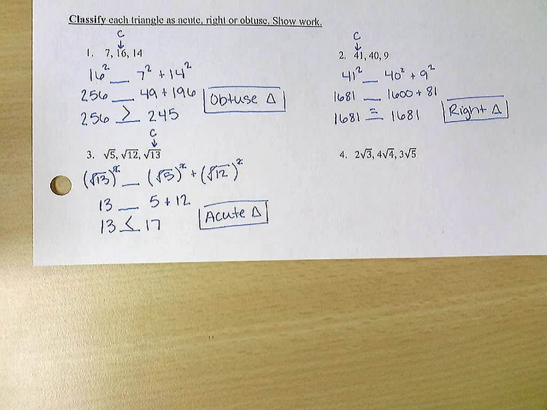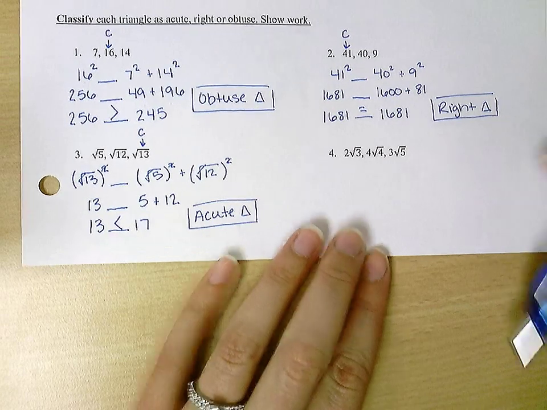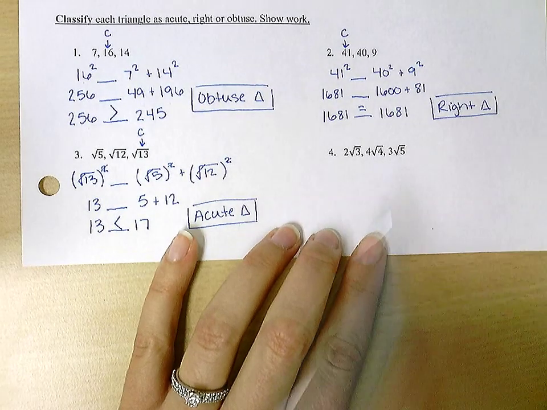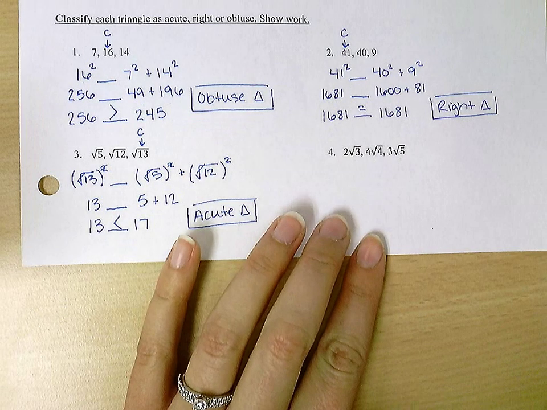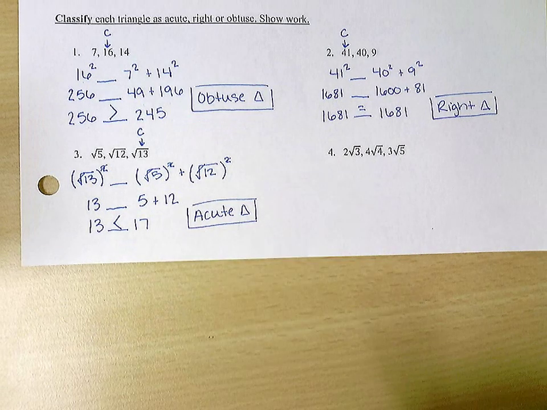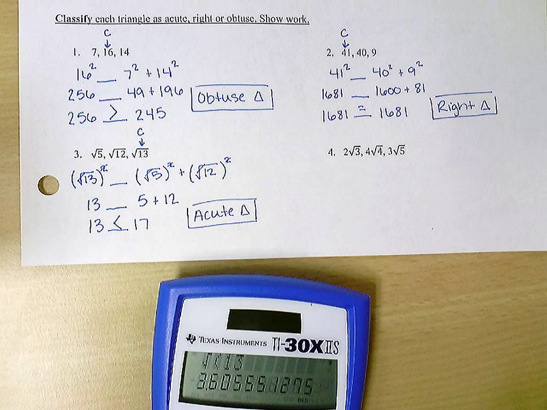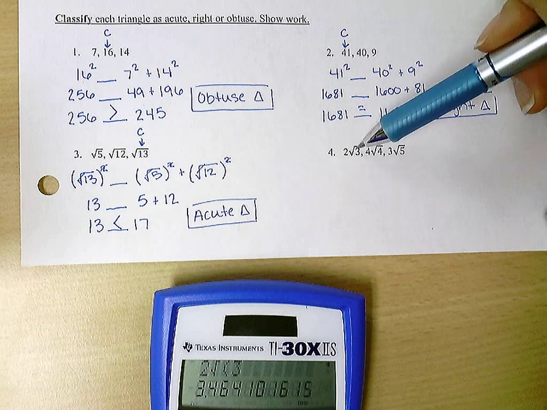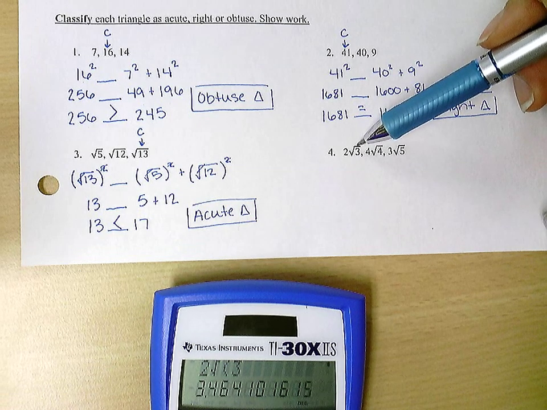Are you still with me? Yes? Okay. Then number 4 is similar to this, okay? So again, if you don't know which one of these is bigger, you need to plug those into your calculator. Okay, so first one is 2 times the square root of 3. Okay, so that first one is about 3.5.